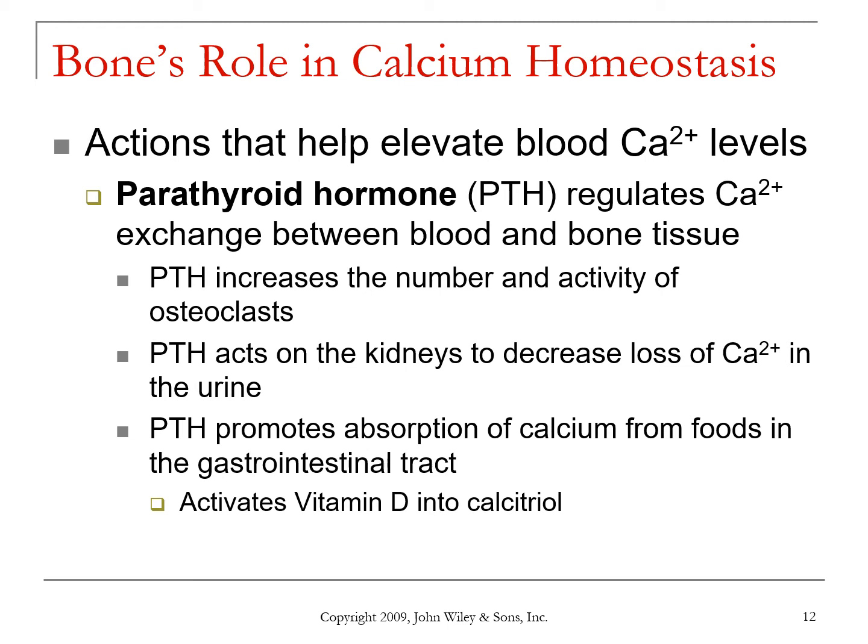Finally, parathyroid hormone targets the kidneys where it activates vitamin D into calcitriol. This active form of vitamin D then targets the gastrointestinal tract to promote the absorption of calcium from the foods that we ingest. So parathyroid hormone, PTH, promotes resorption of bone, reabsorption of calcium in the kidneys, and absorption of calcium in the gastrointestinal tract.